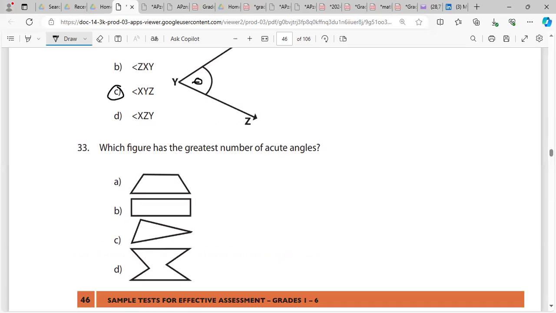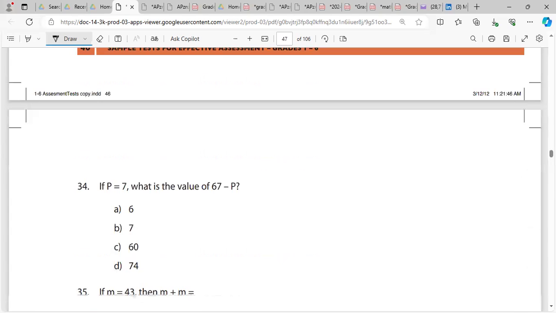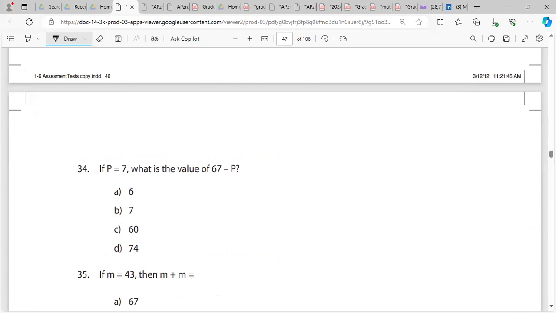Which figure has the greatest number of acute angles? Could be this, 1, 2, 3, 4. I'm going to go with D. All right, if P is equal to 7, what is the value of 67 minus P? Now, if P is 7, we do a simple subtraction, 7 from 67, which is 60.